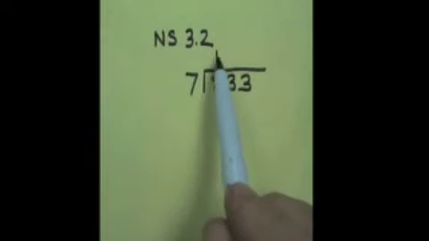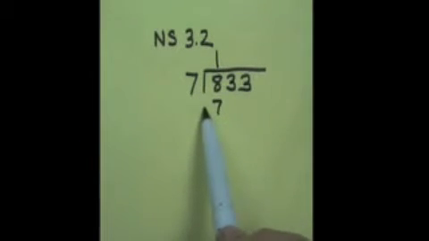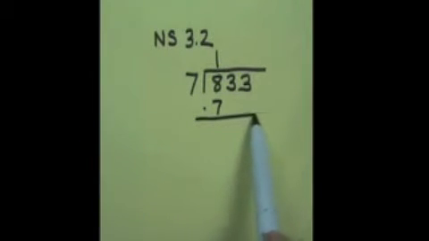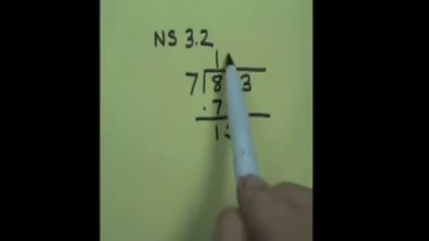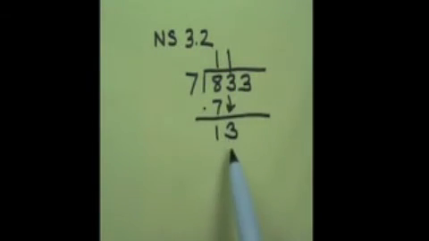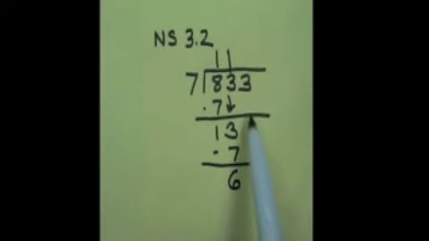Okay. 7 goes into 8 once. Subtract. 8 minus 7 is 1. Drop down the 3. 7 goes into 13 once. Subtract. 13 minus 7 is 6. Bring down the 3.